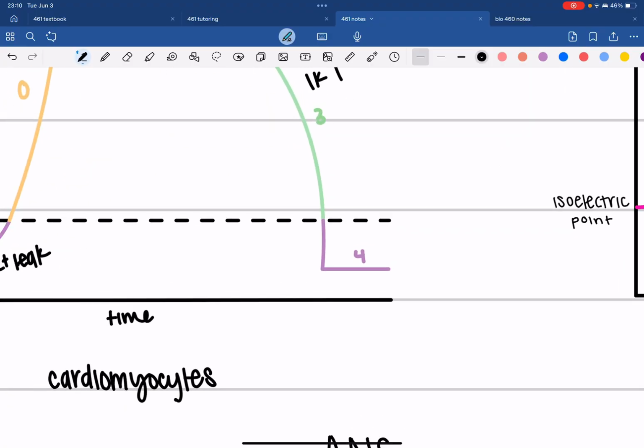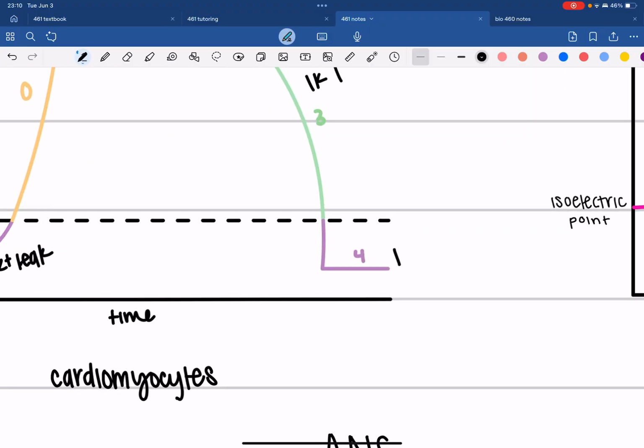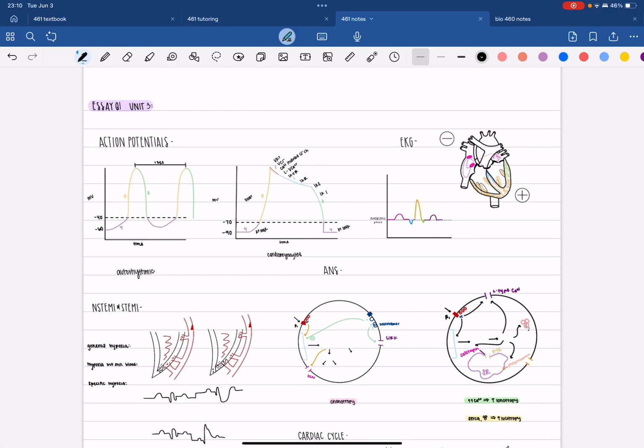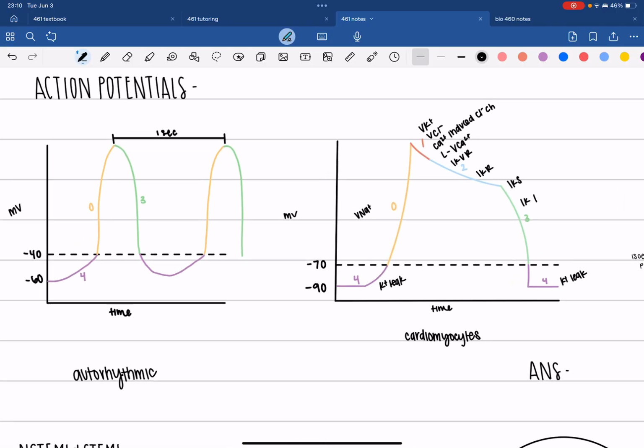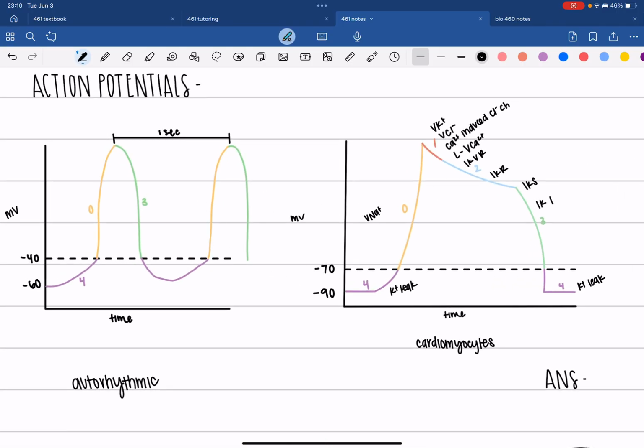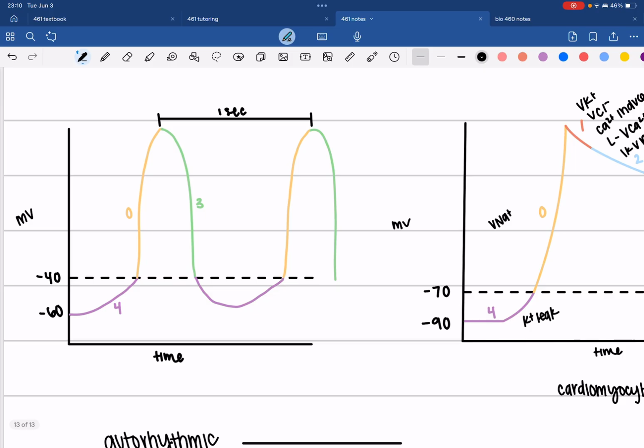Eventually, it'll get us back down to our resting membrane potential, where we'll just go back to our potassium leak channel. And that is our cardiomyocytes. If we translate over to our autorhythmic cells, these ones are the ones that are telling our cardiomyocytes what to do, kind of the leaders of the gang.